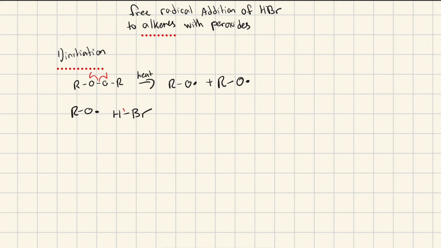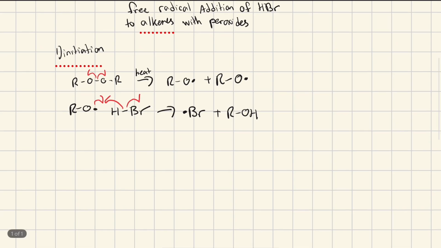And then our hydrogen is going to end up attaching to that initial radical, first creating a bromine radical, and then also creating an alcohol, which isn't as important for this. But this is how we get our bromine radical, with two initiation steps. Now, if we go to look at our propagation, we're going to have our alkene come into contact with our bromine radical.